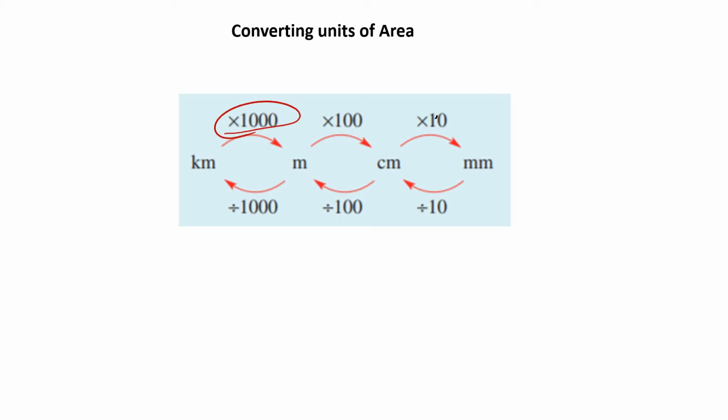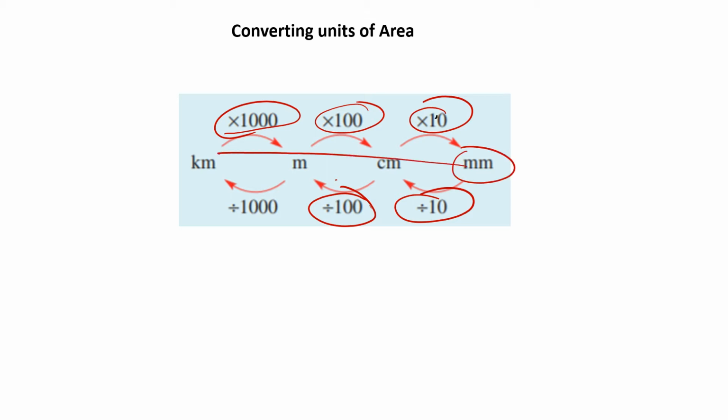Or if I'm going between meters and centimeters, so I've got 1 meter and I'm going to convert it to centimeters, I multiply it by 100 and multiply it by 10. And if I want to go from millimeters to centimeters, I divide by 10, as you've got here, and divide by 100 between centimeters and meters. And if you're going from millimeters all the way up to kilometers, you'd have to divide by 10, then divide by 100, and divide by 1,000.